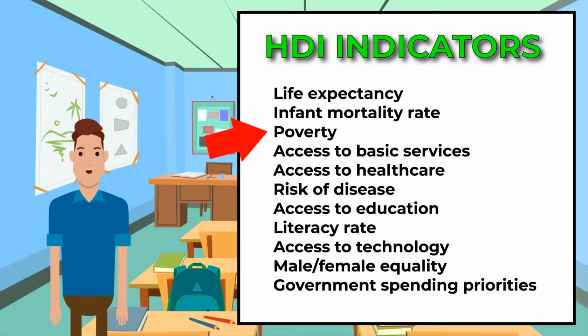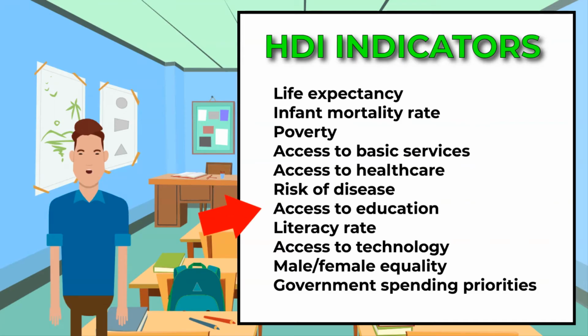Poverty indices count the percentage of people living below the poverty level or on very small incomes, for example under $1 per day. Access to basic services, the availability of services necessary for a healthy life, such as clean water and sanitation. Access to healthcare takes into account statistics such as how many doctors there are for every patient. Risk of disease calculates the percentage of people with diseases such as AIDS, malaria, and tuberculosis.